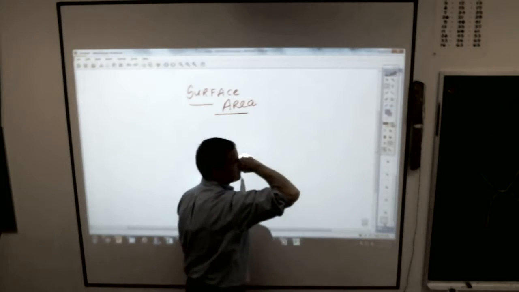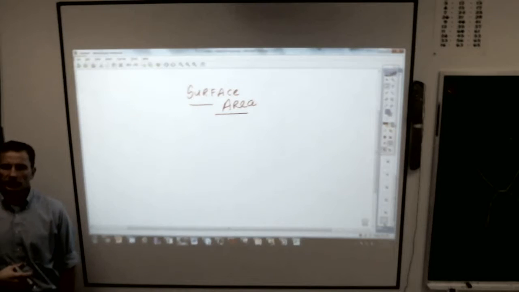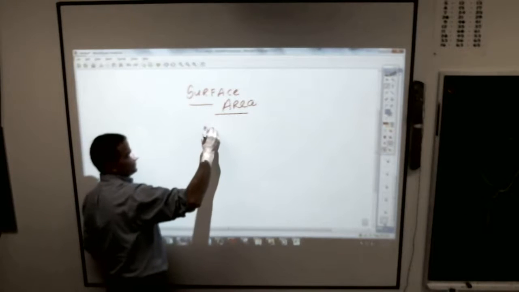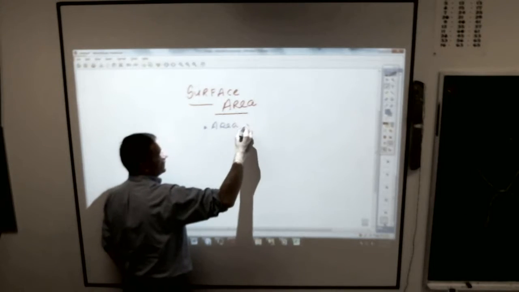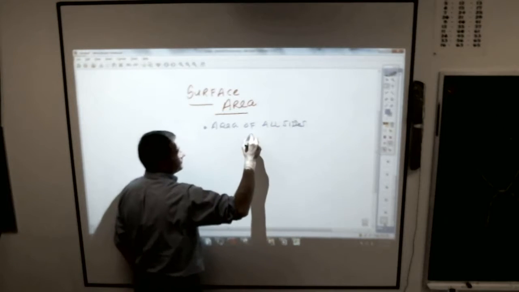Surface area. Somebody, what is surface area? Anybody know? Particularly important this time of year with Christmas gifts to be wrapped. Carter Westfall: The area of the surface of an object. Well, yeah, it's basically the area of all sides added together.